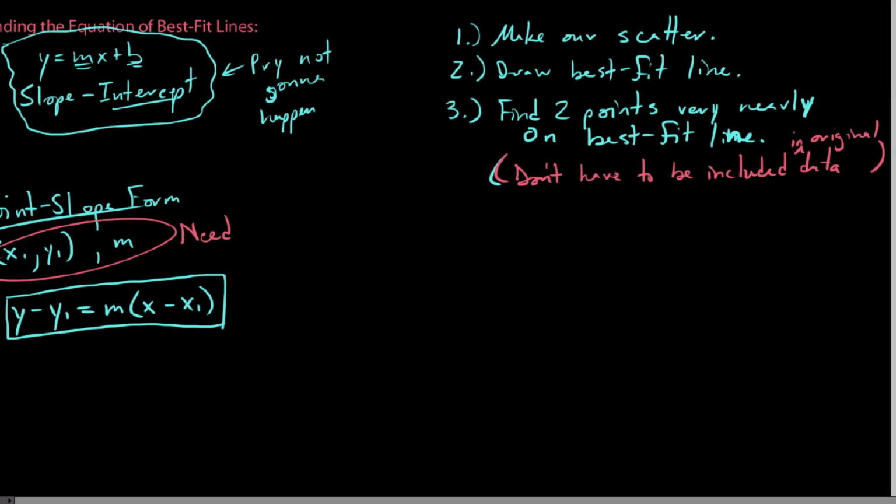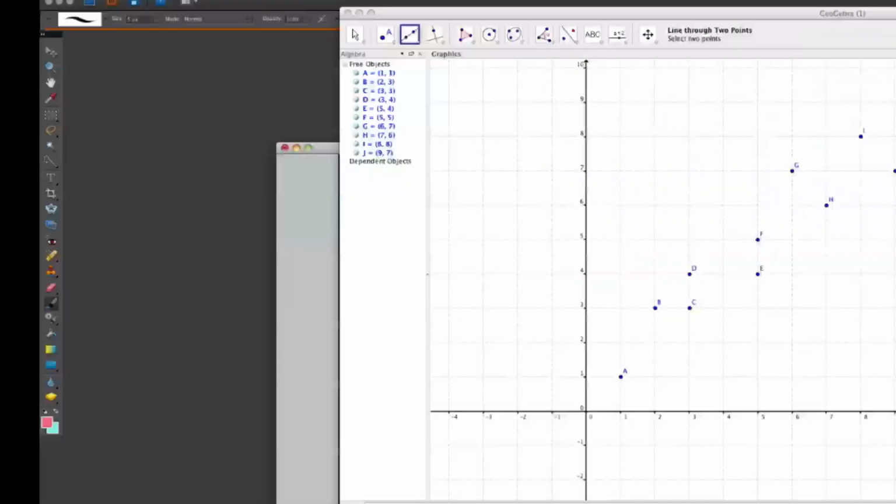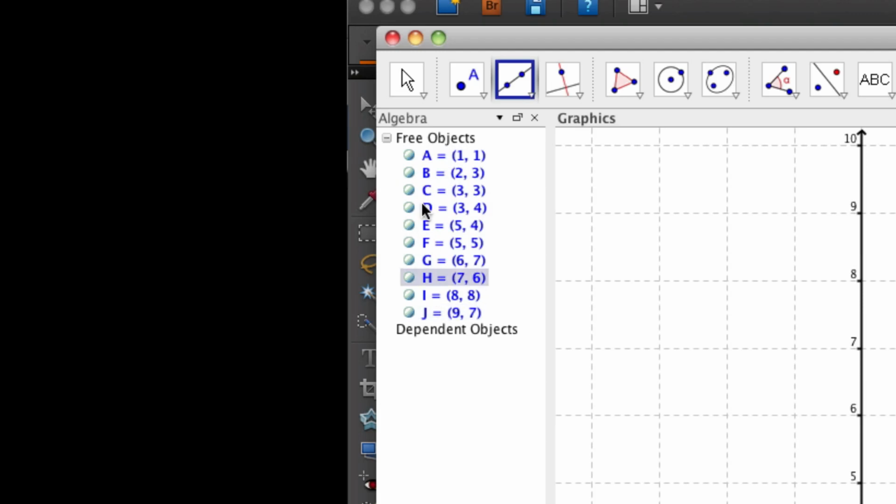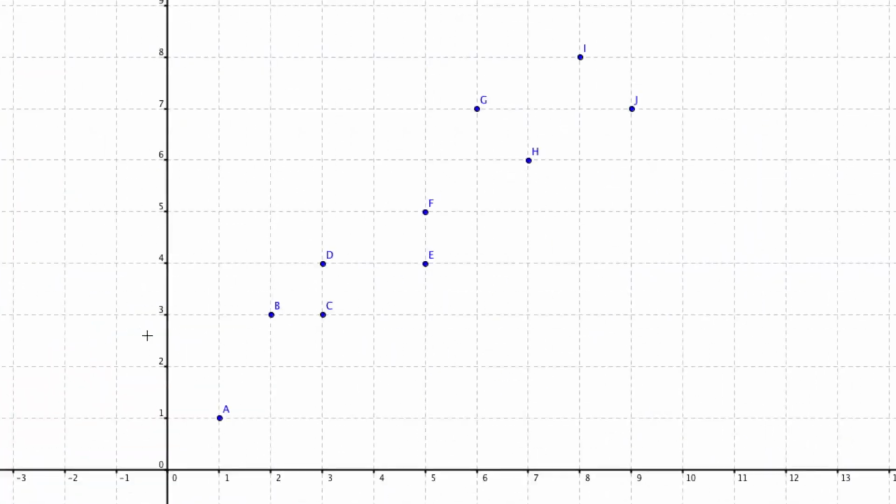The fact of the matter is this: we don't have to use, for example, let's go back over to our scatter plot here. We don't have to use any of these original points up here on the left. That's not a requirement. We can actually just choose 2 points that are convenient for us. So let's go ahead and proceed with making our best fit line here.